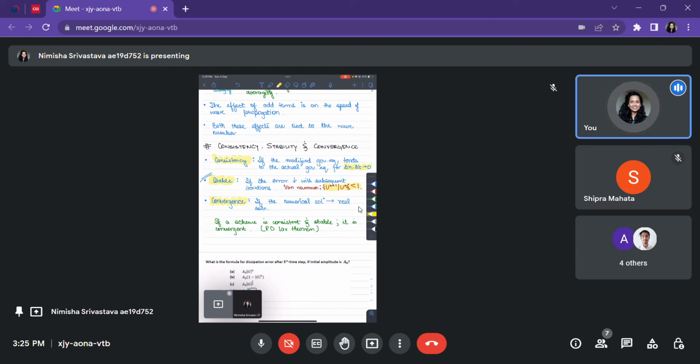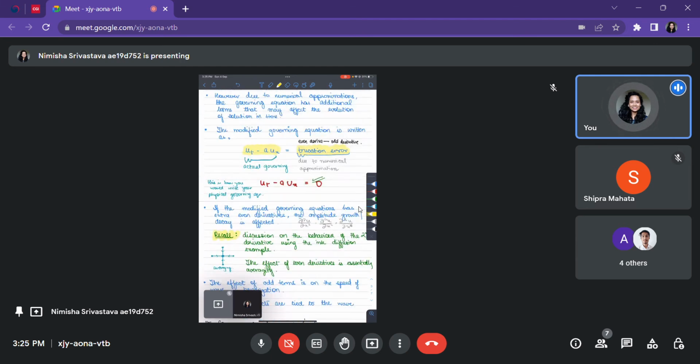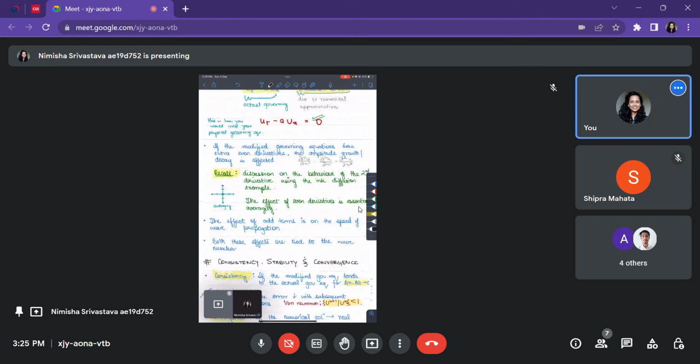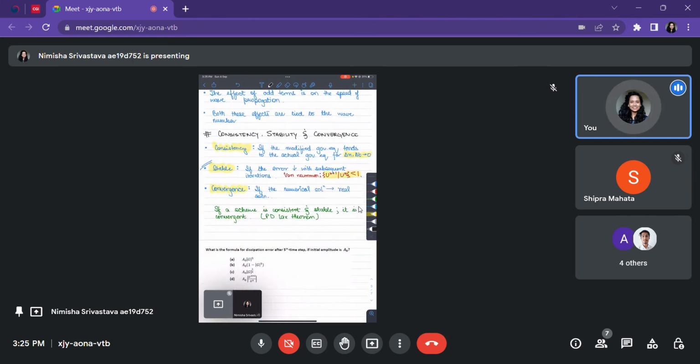What that essentially means is that all the terms you get in the truncation error should have a factor of delta t or delta x, multiplied by either of the terms. Why? Because when delta x and delta t tend to 0, these terms will go away, and when they go away, I'm going to get my original governing equation back, because my truncation error will be 0. Is that fine? So that's known as consistency.